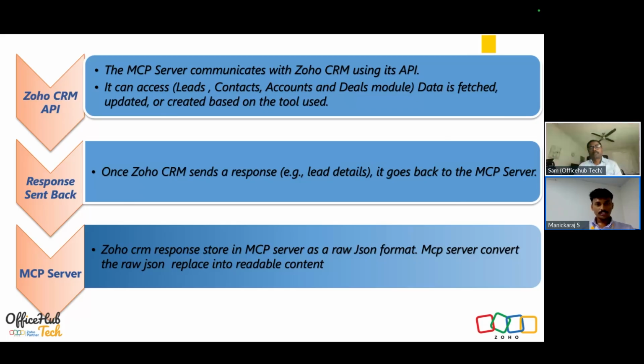Once Zoho CRM sends its response back, the MCP server receives it. Zoho CRM sends the response in raw JSON format, which is keys and values. The MCP server converts the raw JSON into readable content. That is the MCP server's main role.